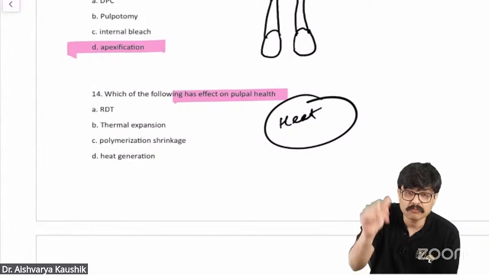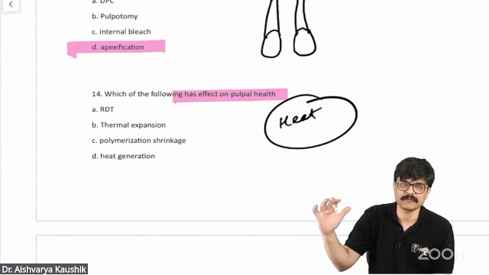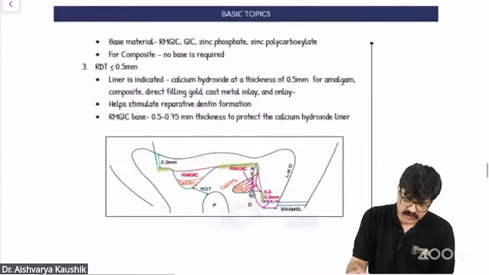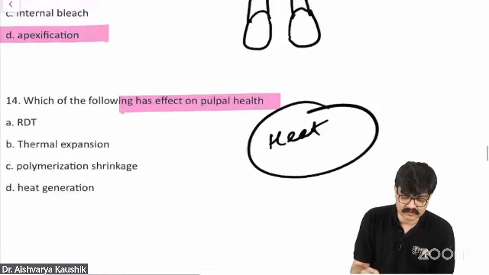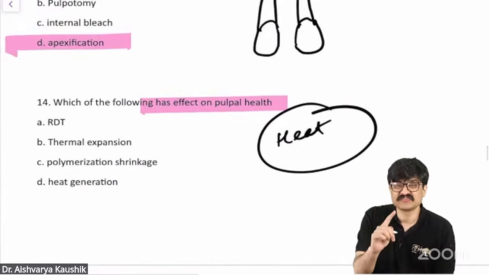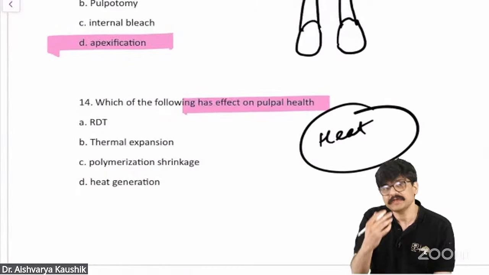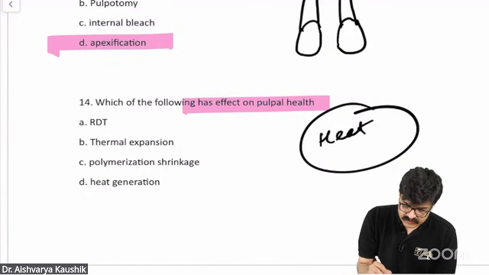But the most important is, as I always mention, to spend so much time on RDT whenever I'm doing operative dentistry. As you can see here in the screenshots also, so much time I spend on RDT. RDT is the single most important thing which decides how much pulpal injury there will be when you're doing your procedures in operative dentistry. So the answer here is RDT.